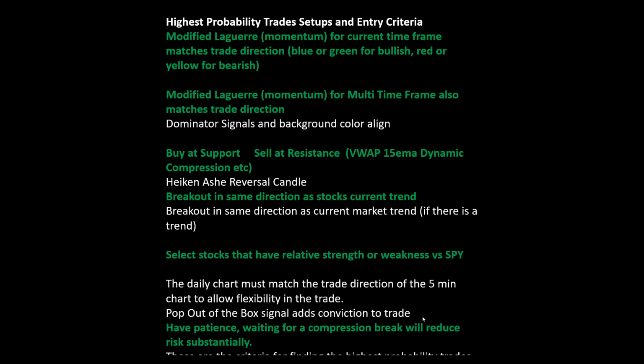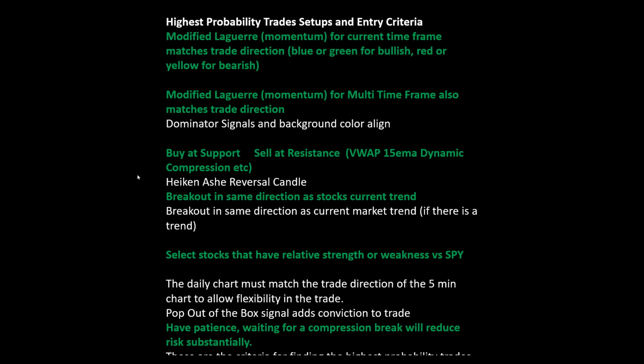And if you get a pop out of the box signal, that's going to add conviction to the trade. And the pop out of the box signals on the compass system, I'm sure you're aware, they're arrows that tell you when a stock is breaking up above compression or below compression. And the key thing, as we know, is have patience. Waiting for a compression break is going to reduce the risk substantially.